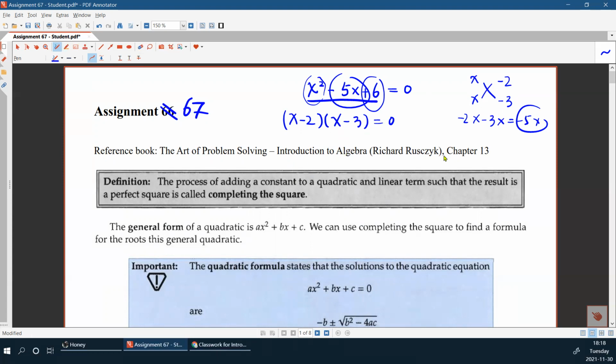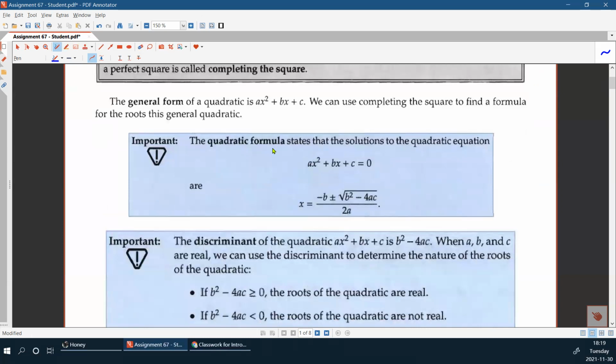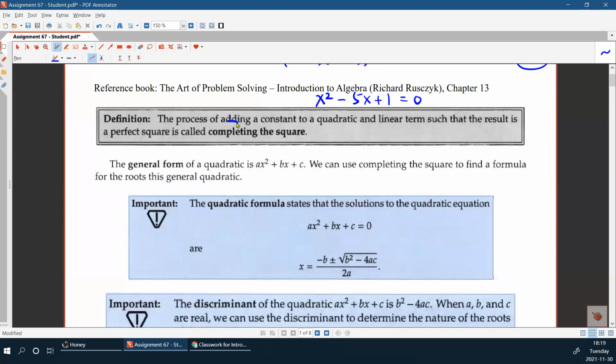And in chapter 13, we're dealing with equations like this. For example, if we have another equation like this, usually an equation of this form cannot be factored easily, right? You can try it by yourself. It cannot be easily factored. So in this situation, we can use a method called the quadratic formula or completing the square. There are two methods to solve a function like this.